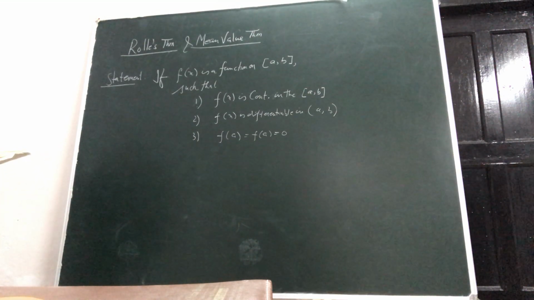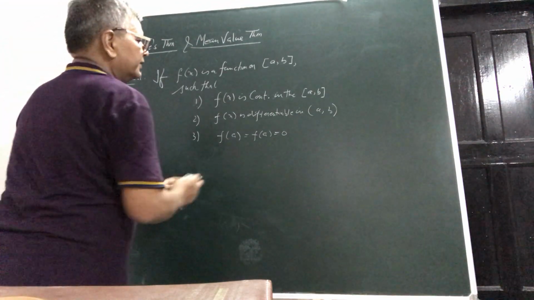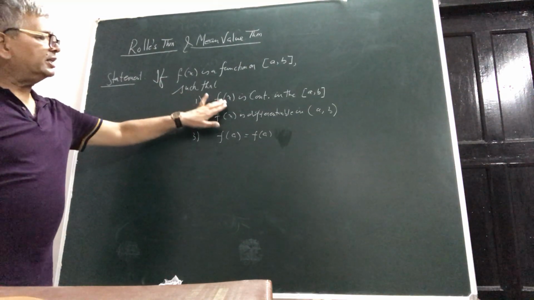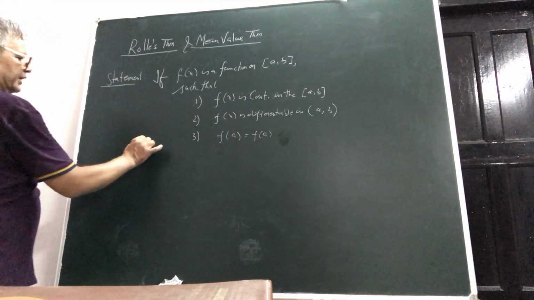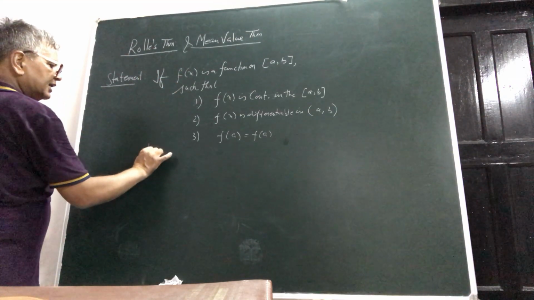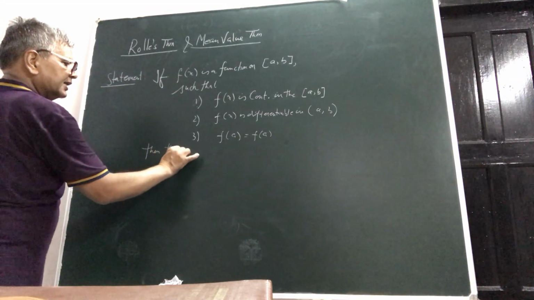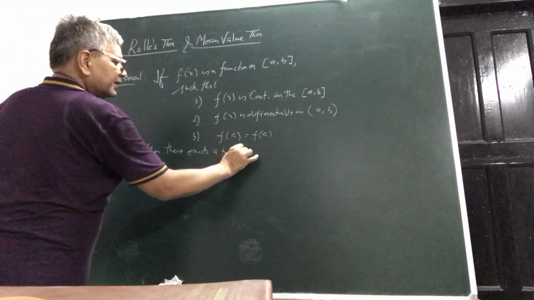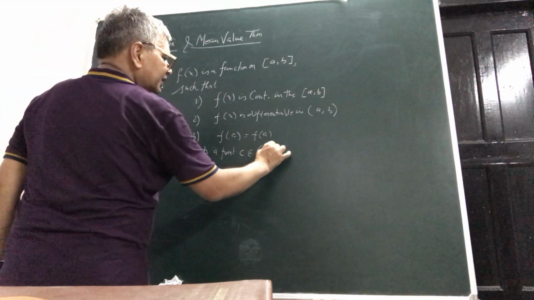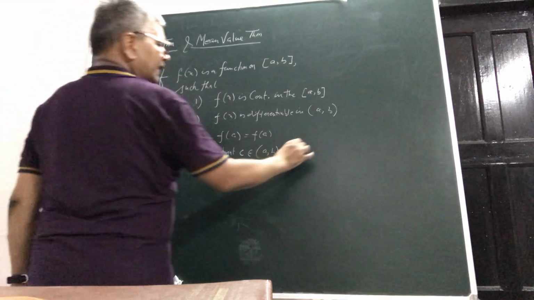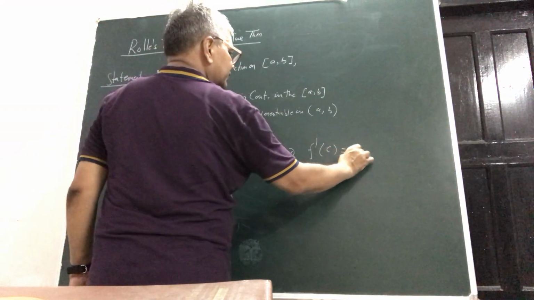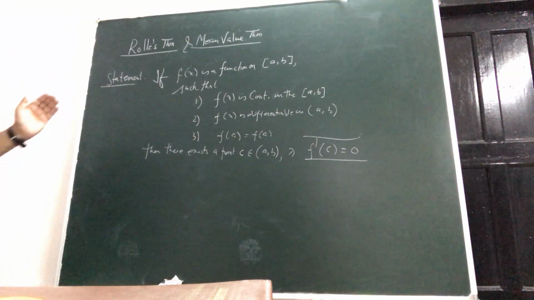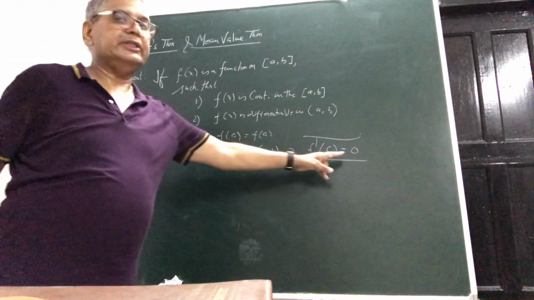In your book they say f(a) is equal to f(b). They don't say this is 0, so you can write it here. So if these three conditions are satisfied, then Rolle's theorem says that there exists a point c in the open interval (a, b) such that f'(c) is equal to 0. It means the derivative there will be 0.